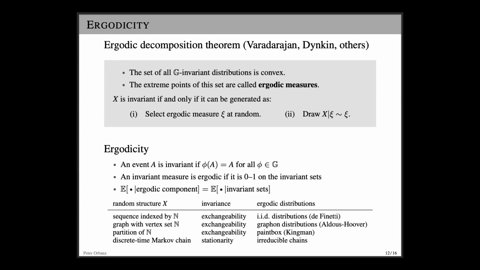Somebody asked earlier about graphons. If we look at the set of all distributions of random graphs that are invariant under permutations, then that is a convex set of distributions. The extreme points of that convex set are exactly those that correspond to graphons. And the way you sample from an exchangeable graph is by selecting one of the extreme points at random, so select a graphon at random and then draw from the graphon. In de Finetti's theorem, the set of all distributions of random sequences that are invariant under permutations is convex. The extreme points are the i.i.d. distributions. And the way you sample an exchangeable sequence is you select an i.i.d. distribution at random and then draw i.i.d. from that distribution.